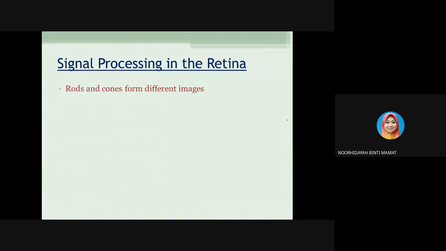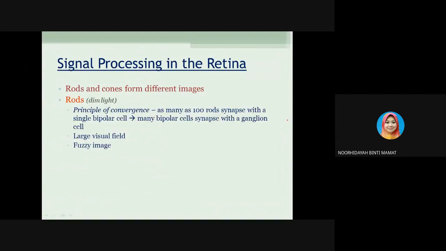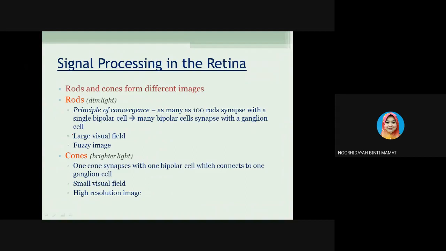This is the signal processing in the retina. The rods and cones form different images. The rods, which are sensitive to dim light, use the principle of convergence. As many as 100 rods synapse with a single bipolar cell, and many bipolar cells synapse with a ganglion cell. This produces a large visual field but a fuzzy image. The cones are sensitive to brighter light. One cone synapses with one bipolar cell, which connects to one ganglion cell, producing a small visual field but a high-resolution image.